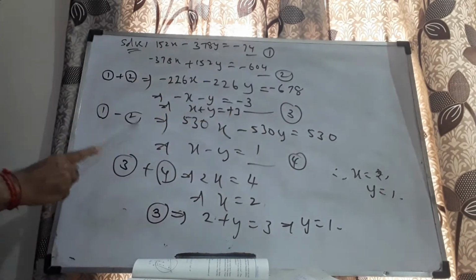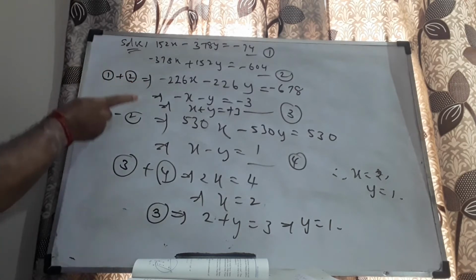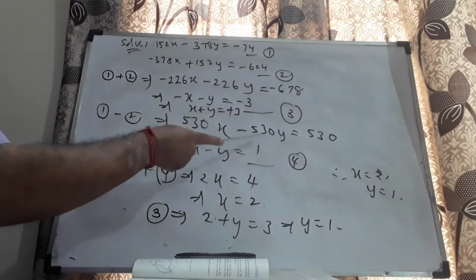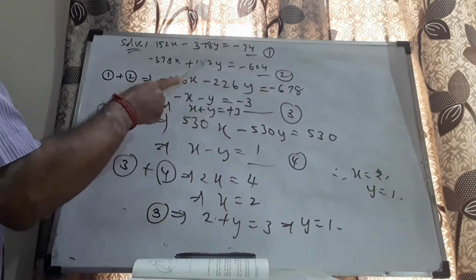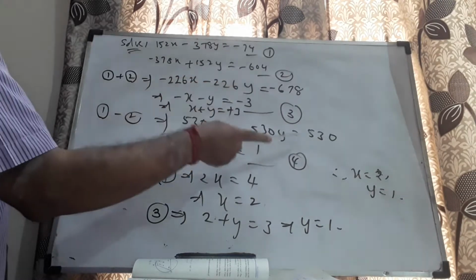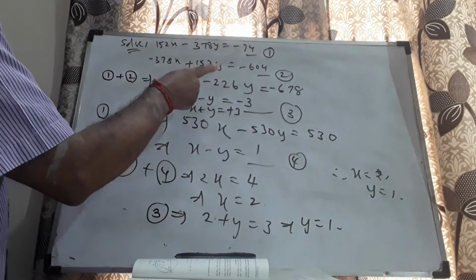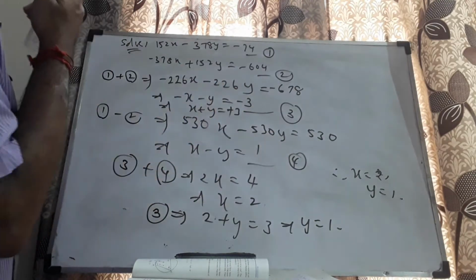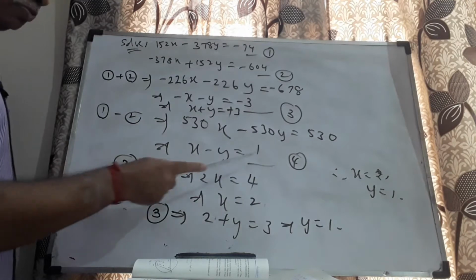Equation 3. Subtract 2 from 1. What do I get here? Subtraction gives you the whole positive value here. 8 plus 5, 13, 2 plus 3, 5, 530x. Here it is minus 530y. You can just check, minus 530. Okay, yes, it's correct. Here, of course, this will become plus 530. It is correct. Therefore, dividing throughout by 530, we end up with x minus y is equal to 1.